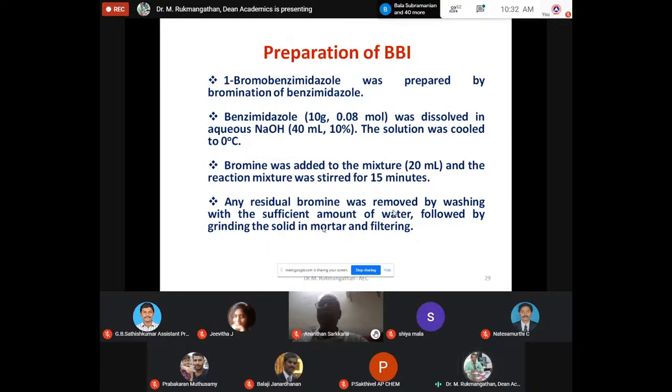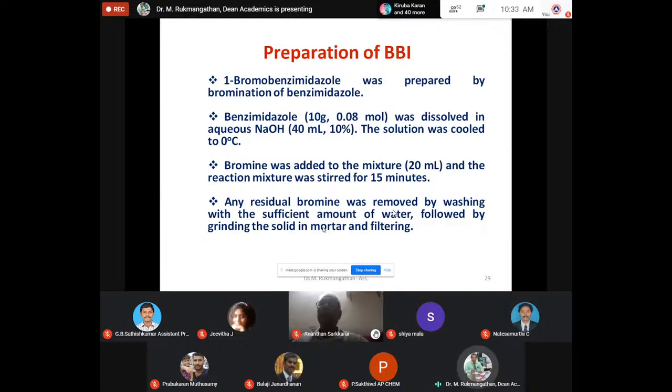The next one, BBI compound, 1-bromobenzimidazole. More and more research works have been carried out by making use of this 1-bromobenzimidazole by our colleague, Dr. V. Santosh Kumar. Actually, 1-bromobenzimidazole was prepared from the benzimidazole, the parent compound, by bromination. How can bromination be done? Here, the benzimidazole compound, about 10 gram, was dissolved in aqueous NaOH of about 40 ml. Then the solution was cooled to ice-cooled temperature, 0 degrees Celsius. For bromination, liquid bromine was added to the mixture. And the reaction mixture was stirred for about 15 minutes.